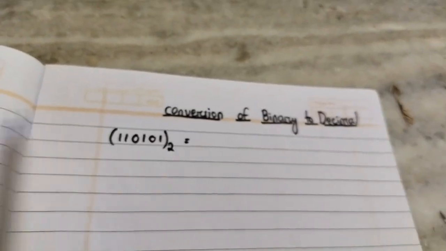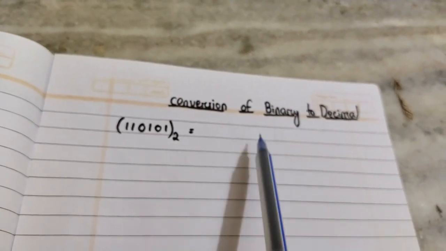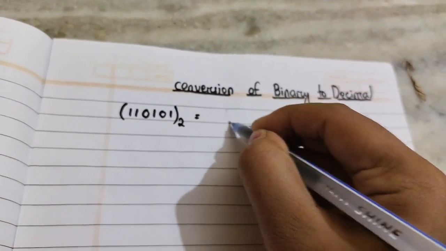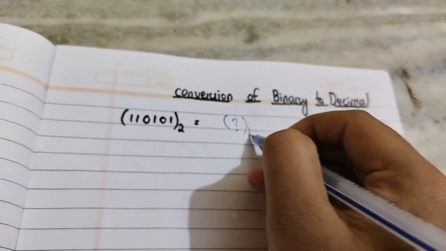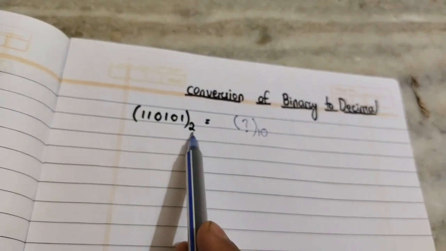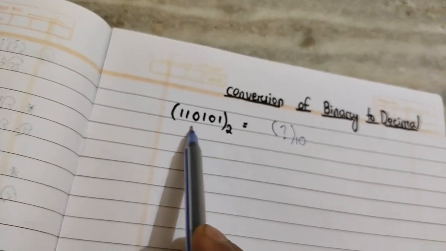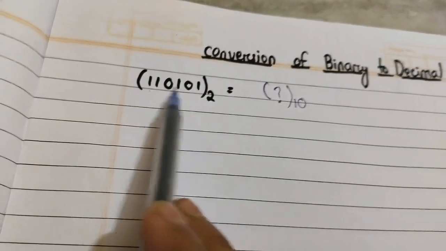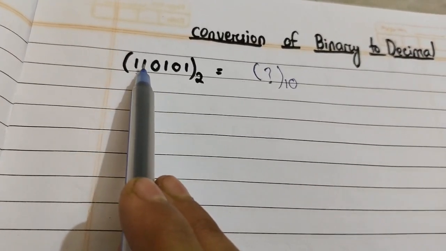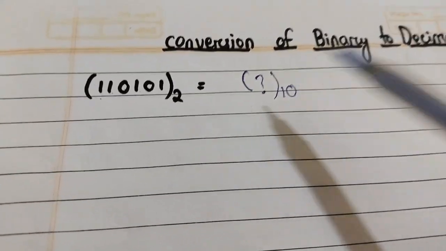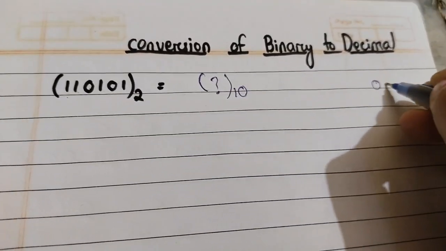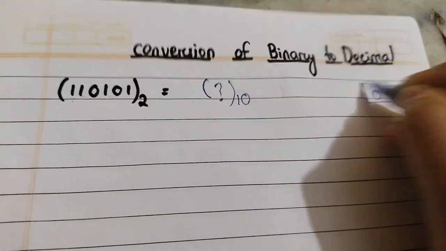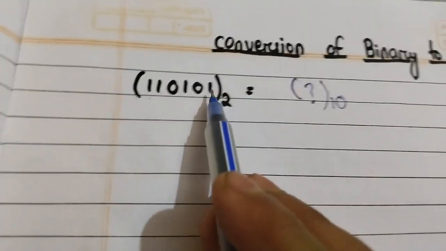In the previous video I also told you that a decimal number is always represented by base 10, but a binary number is always represented by base 2. A binary number contains only the digits 1 and 0, always, like 110101. And a decimal number contains the digits from 0 to 9. This is the basic of a decimal number, and a binary number contains only 1 and 0.